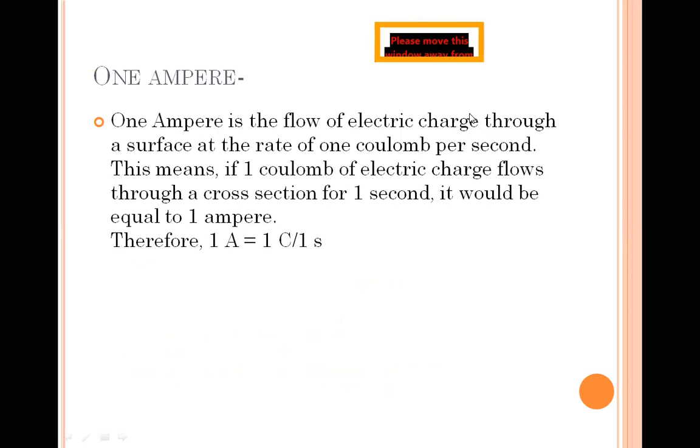Now, what is 1 ampere? 1 ampere is the flow of electric charge through a surface. 1 ampere means 1 coulomb upon 1 second. So for 1 ampere, just go with this formula only. 1 ampere is the flow of electric charge through a surface at the rate of 1 coulomb per second. Or you can say 1 ampere is 1 coulomb of electric charge flowing in 1 second.